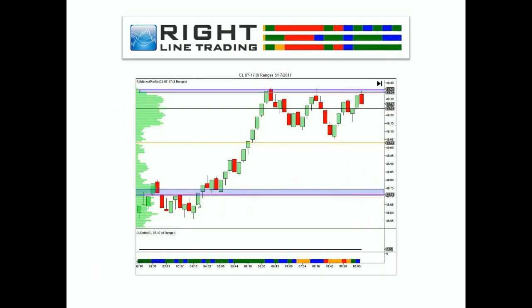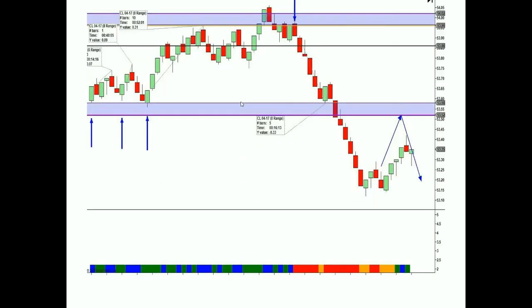Same thing again. Price breaks resistance, it becomes support, up you go. Back to support, long. Back to support, long. Back to support, long, always in the direction of the delta moving averages of the two higher time frames.